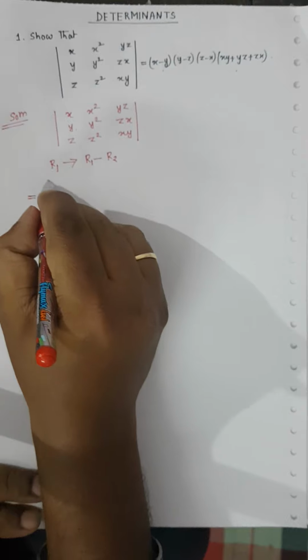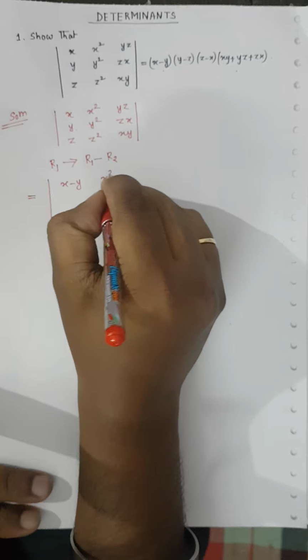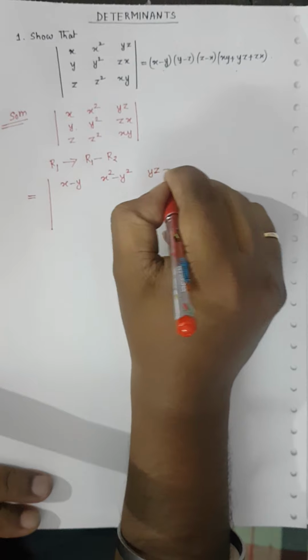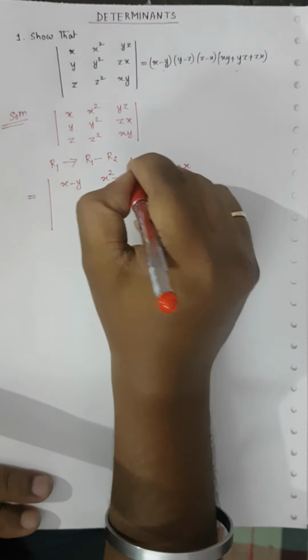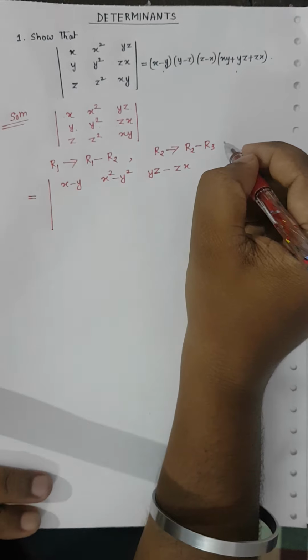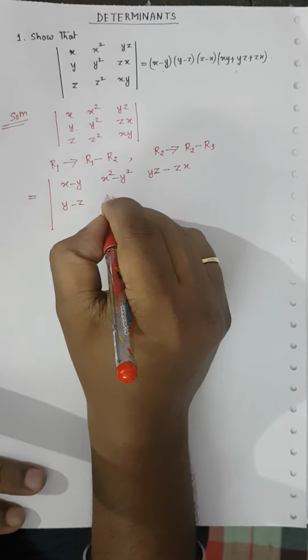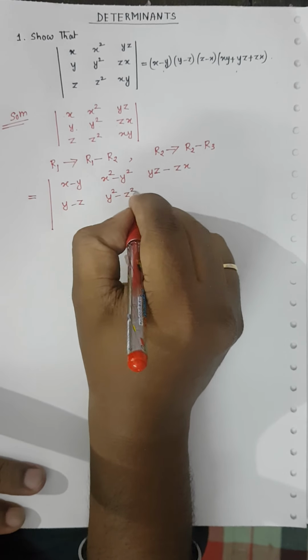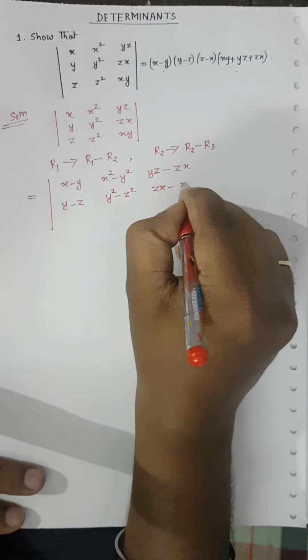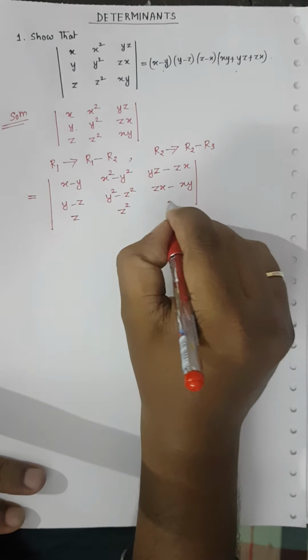It will be x minus y, then x square minus y square, then yz minus zx. Similarly, I write row 2 changes to row 2 minus row 3. Now I did the operation row 2 minus row 3. It will be y minus z, y square minus z square, and zx minus xy, and in row 3, z square, xy.